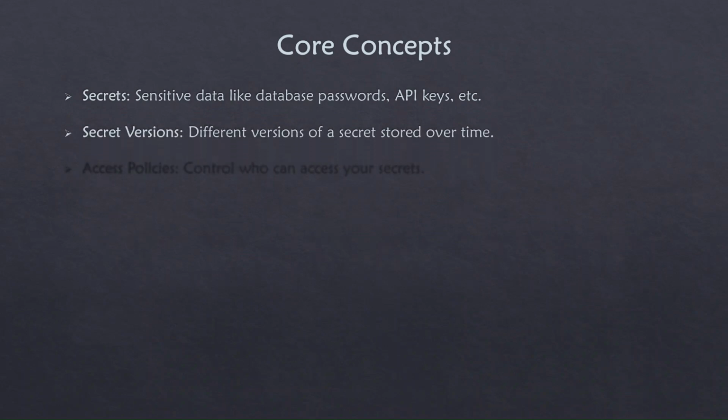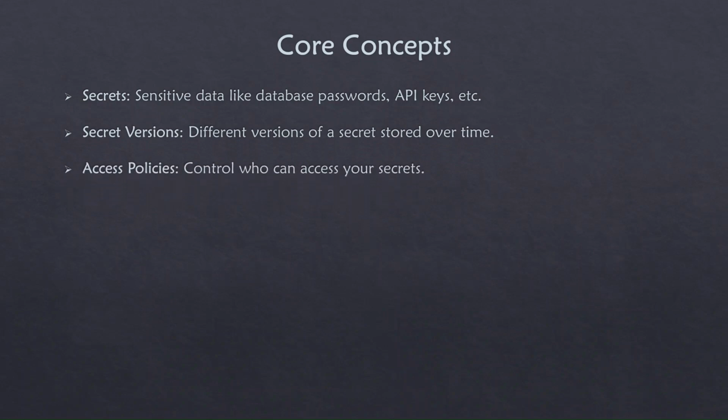Secret version. Secrets Manager stores different versions of a secret over time. Each time a secret is updated, a new version is created. This helps maintain an audit trail and ensures that the application always uses the most current and secure version of the secret.